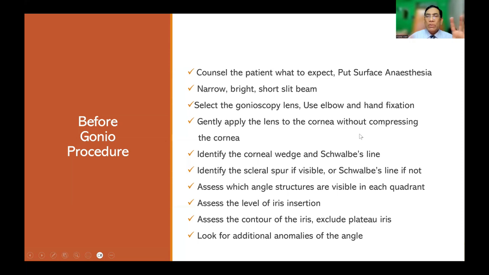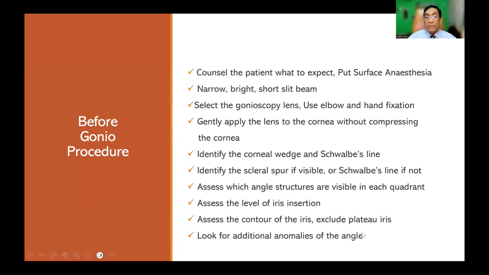Gently apply the lens to the cornea without compressing the cornea. Try to identify the corneal wedge. I will come later to the wedge and the Schwalbe's line. If you do not identify Schwalbe's line, go for the scleral spur or trabecular meshwork. Assess which angle structures are visible in each quadrant. So in every quadrant you have to go and assess the level of iris insertion. The iris insertion is anterior to the Schwalbe's line, or behind the Schwalbe's line, or in the cornea, like that.